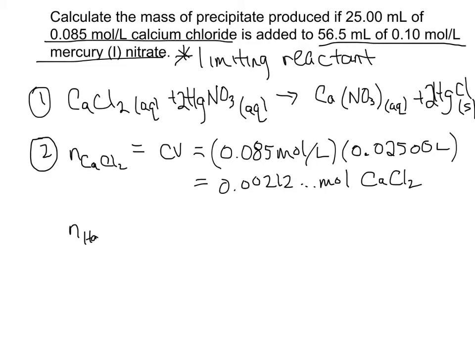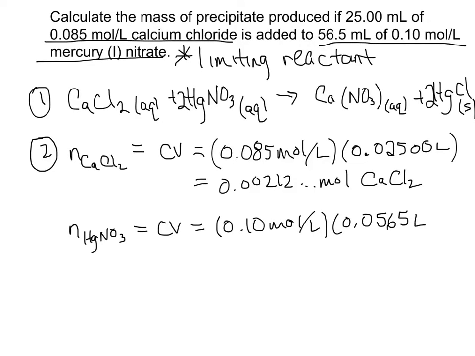For the moles of our other one, our mercury(I) nitrate, same thing, we're given a concentration and volume, so we're going to take concentration times its volume, 0.10 mole per liter, times 0.0565 liters. That gives us 0.00565 moles of mercury(I) nitrate.